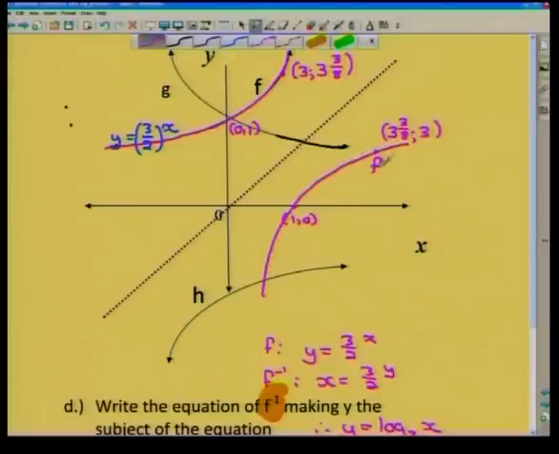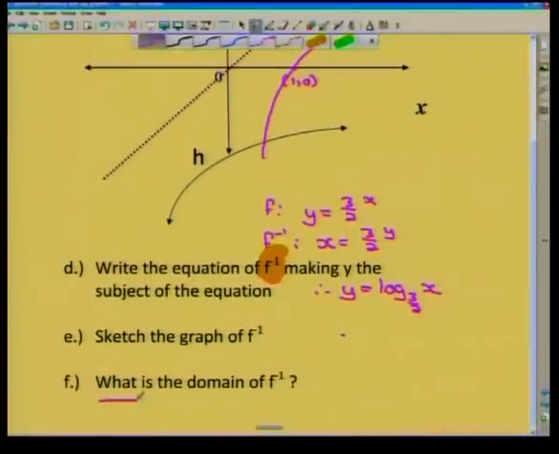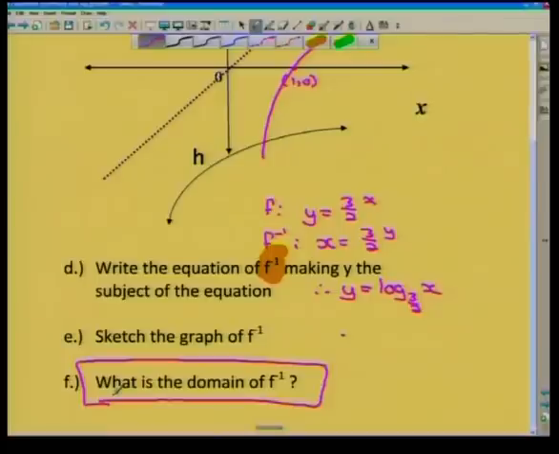Now what I want to ask you is, can you imagine folding on that line and those two graphs intersecting or lying on top of each other? And I think you can. Obviously this is not drawn to scale, but it gives you a very good idea that that would be the reflection point of that. Right, so we've drawn f^-1 without having to go to any major working. Now the next question says, what is the domain of f^-1?